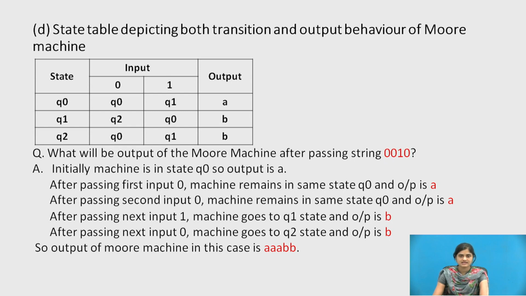So what we can see from this is that the string which we have passed consists of 4 elements 0, 0, 1, 0, and the output of Moore machine that we are getting is of 5 elements, triple A and double B. So if your string has length n, the output of the Moore machine will always be n plus 1.